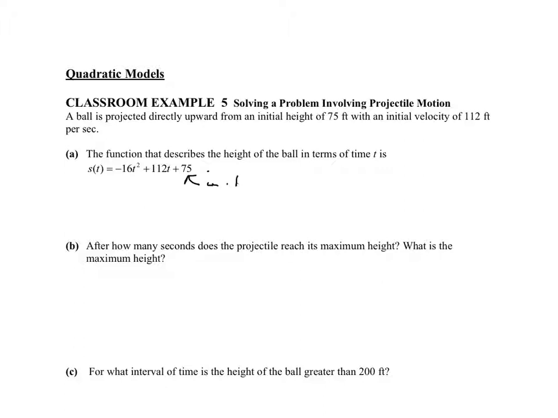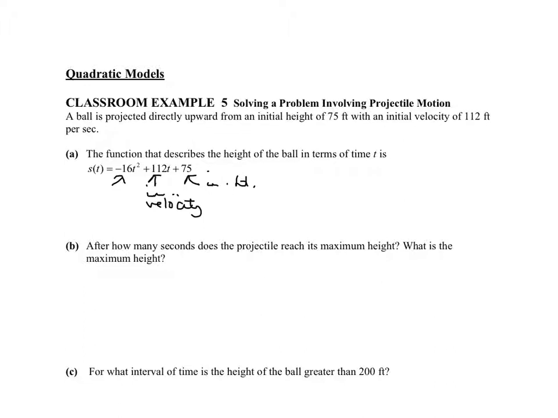Look where that shows up. That's my c value in the equation. They also tell me the initial velocity was 112 feet per second. That shows up as my b value. The one thing they didn't tell me anything about is represented in this number, negative 16.